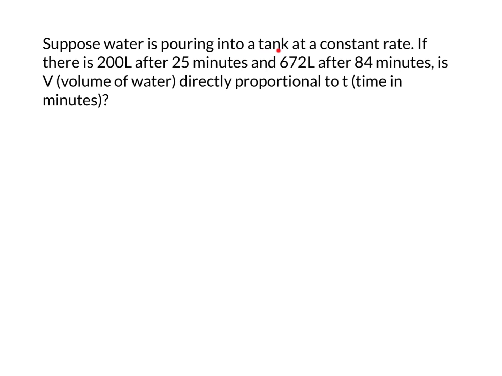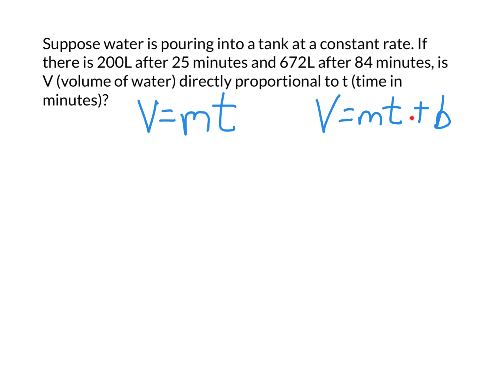Here we suppose water is pouring into a tank at a constant rate. V is the volume of water and t is the time. Because it's pouring in at a constant rate, there are two linear options here. We can either have the volume is some multiple of the time, or the volume is some multiple of time plus another number. These are our two options. V is directly proportional to t if the tank was originally empty. If the tank was not originally empty, so that this number isn't 0, then the two are not directly proportional.